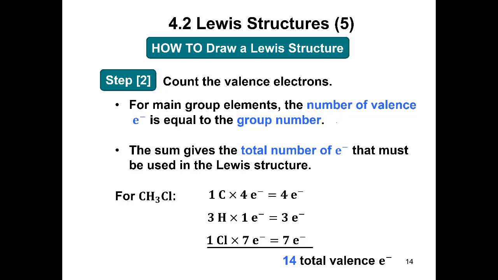So after you've figured out how they're going to go together, then you're going to count the valence electrons. And the number of valence electrons is equal to the group number. So carbon's in group 4, so it's going to have 4. And we're looking at this particular example, CH3Cl. So we have 1 carbon times 4 electrons is 4. We have 3 hydrogens. Each hydrogen has 1 valence electron, so that's 3. And we have 1 chlorine, and each chlorine has 7 because it's in group 7, so that's 7. When we add those all together, we get 14 valence electrons. So that's the total valence electrons for CH3Cl.